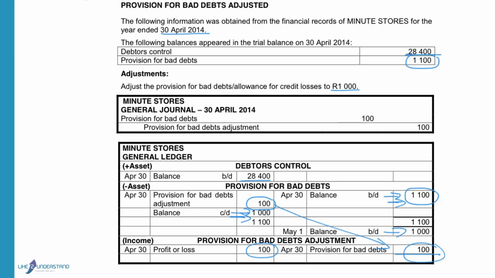We therefore always have to look at the provision for bad debts account before we can decide whether the provision for bad debts adjustment will be debited or credited. If I want to increase the provision for bad debts, then I will debit the provision for bad debts adjustment, and I will create an expense. If I want to reduce the provision for bad debts, I have to debit it, then I will credit the provision for bad debts adjustment, and therefore I will create an income.